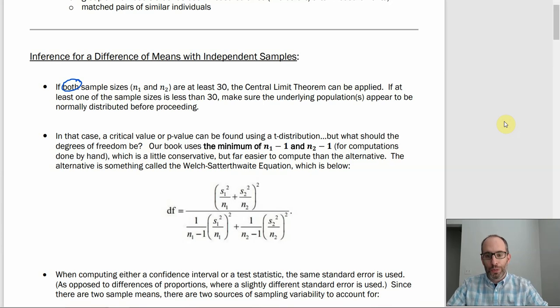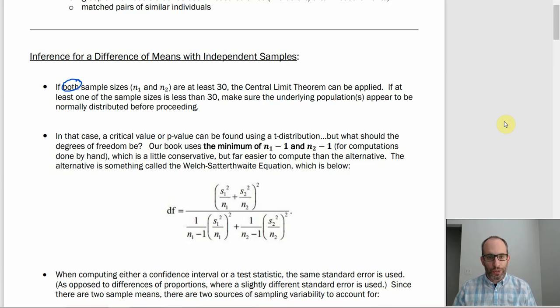All right, so as long as we feel comfortable applying the central limit theorem, then just like when we did things with a single mean, we're going to use the t-distribution, but the degrees of freedom is going to be kind of an ordeal, because you think, okay, what is the sample size minus 1 when you have two totally different samples? So what our book does is it uses the minimum of n1 minus 1 and n2 minus 1, at least for the stuff that's done by hand.